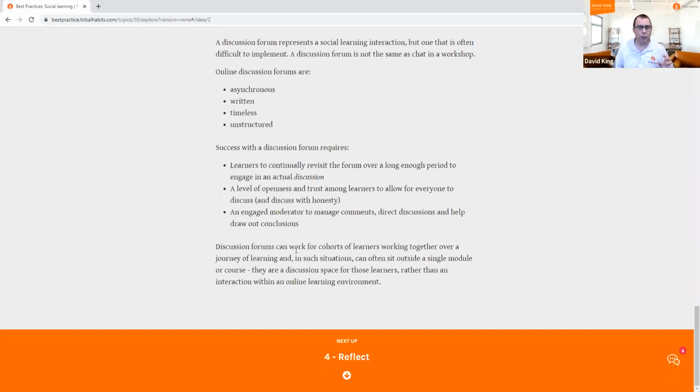We see discussion forums work well where you have a cohort of learners who are going to be with each other for a serious period of time, 3 to 6 months, on a journey. They get to know each other, and there's plenty of opportunity for the discussion forum. But even then I would question, is that forum part of the online learning module, or is that forum actually a separate part of the journey?